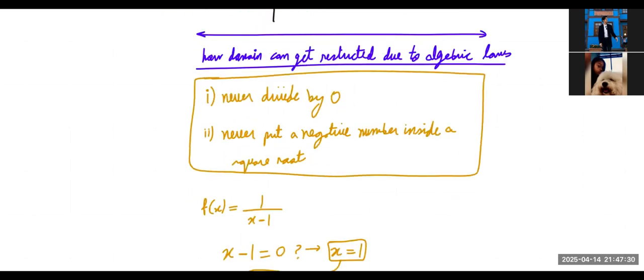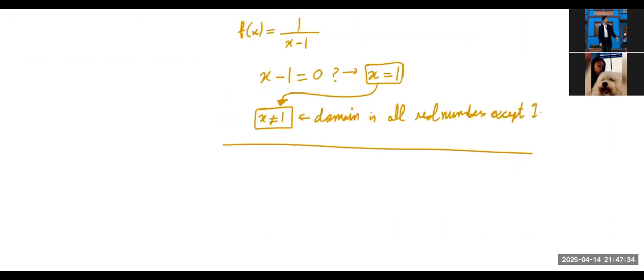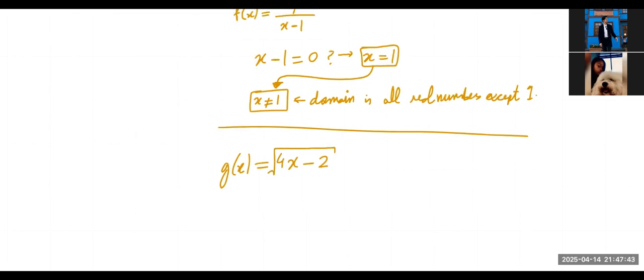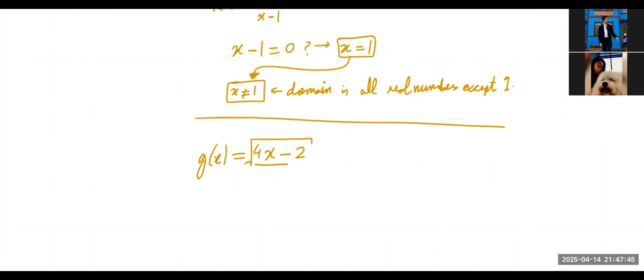The other is never put a negative number inside a square root. What do I mean? Let's make a new function. You have this function now. The thing is, 4x minus 2 can be anything, but it always has to be above or equal to 0. It can never become negative. Do you agree? Because this thing can never be negative. It's impossible because I can't square root a negative number, right?